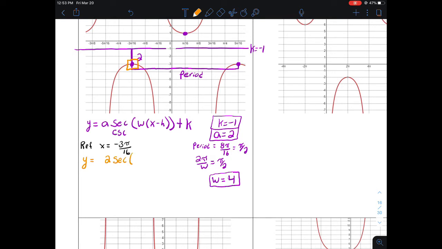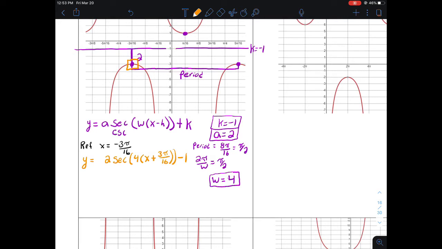So I'm going to go ahead and start writing y equals a times secant of w times x minus our reference x value, so that makes x plus 3 pi over 16. And then our midline on the end, so minus 1. Now I just got to figure out, well, is it going to be positive 2 out front or negative 2?